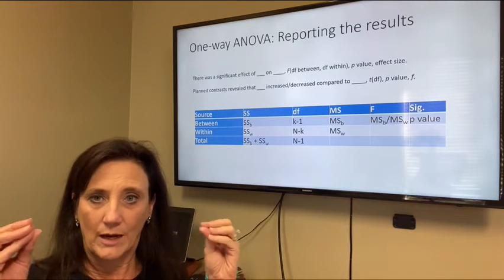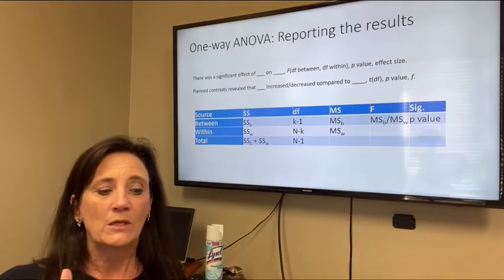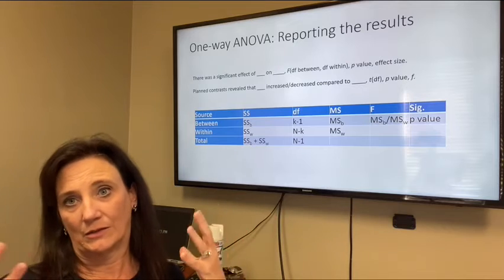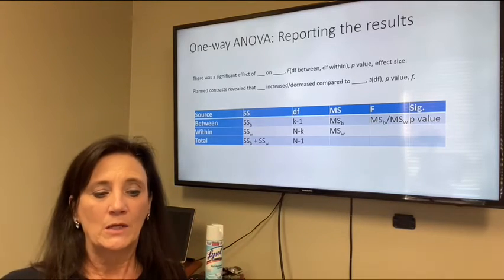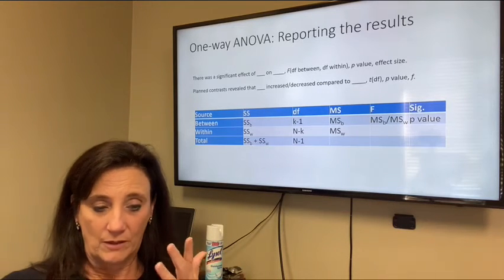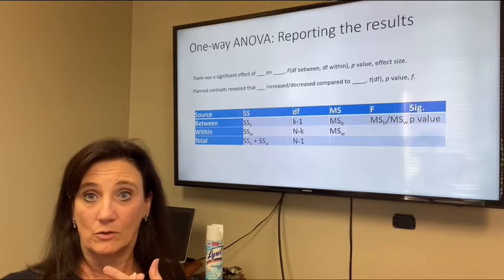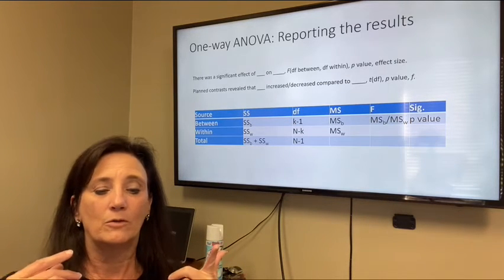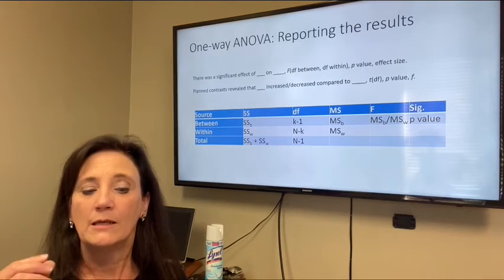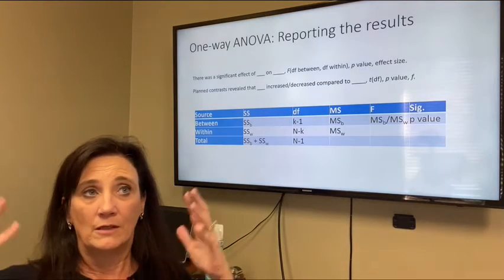One, you've got to write a sentence or sentences that tells what the significant effect was. So there was a significant effect of week, i.e. the week that the group attended the camp, on their perception of youth-adult partnership. You're going to give the F value, the degrees of freedom between and degrees of freedom within, and the p-value. I think it was p less than 0.001. And the effect size that we just computed, F equals 0.41.